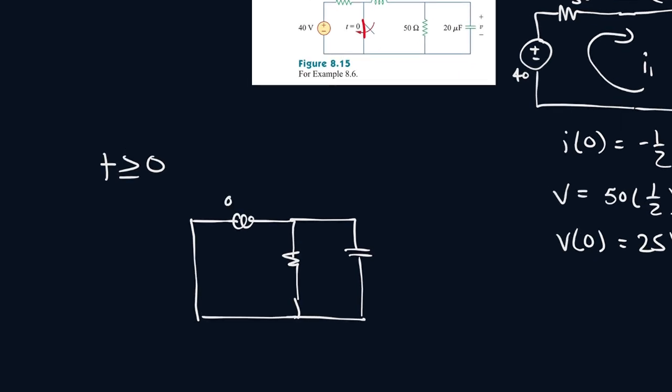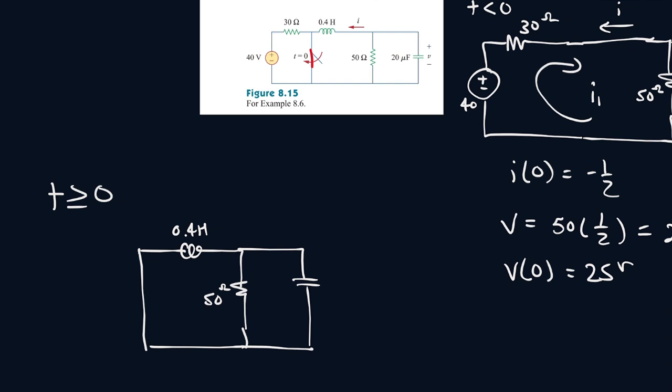This is 0.4 henries, 50 ohms, and this is 20 microfarads, and that is 2 times 10 to the minus 5 farads. Okay, and then we have the voltage here. This is what we're trying to find, and the voltage here is going to be the same thing as the voltage here. So I'm going to label this region to be V. Now I'm going to set some directions of current. I'm going to have I1 here, I2 here, and I3 here.